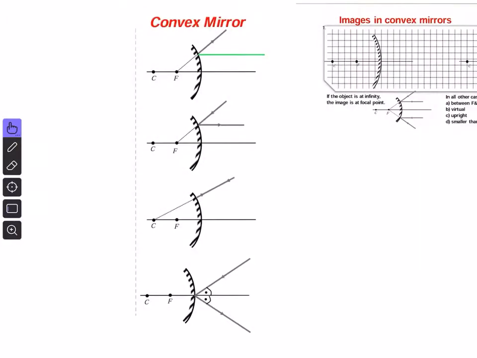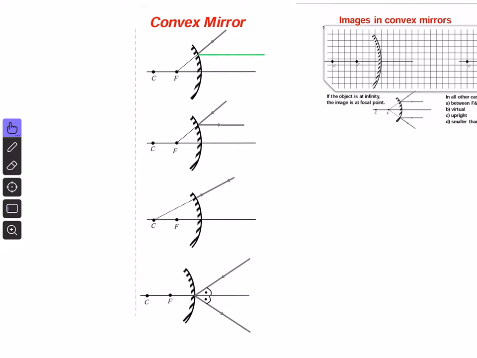To explain something about the convex mirror. First of all, we have to learn the specific rays for a convex mirror, like we learned it for the concave mirror, and then I will explain the image formation, how the image is created in the convex mirror. Image in convex mirror I will explain in the second part of this video. First of all, we have to know the specific rays of the convex mirror.